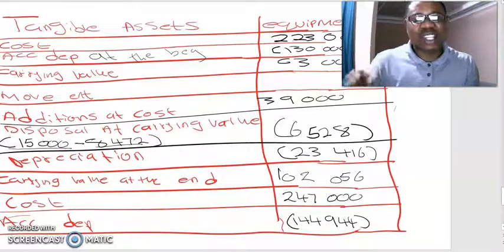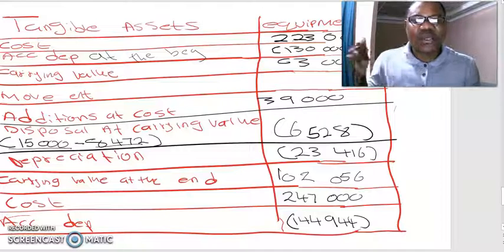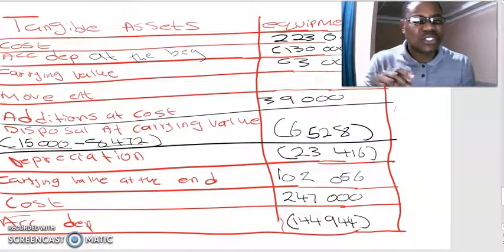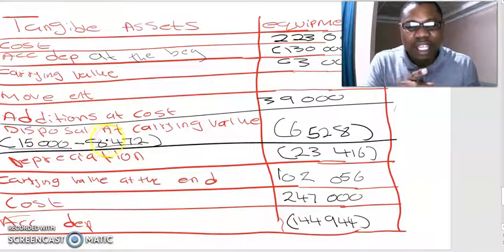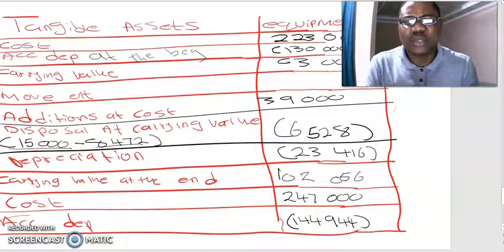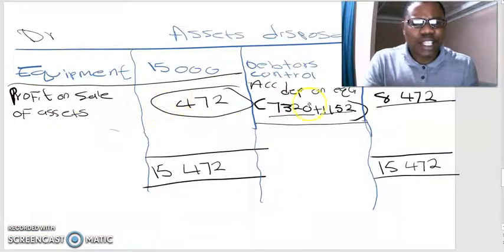If you go straight to your asset disposal, you go to your accumulated depreciation account, you will see that you have this value of 8,474. Let's quickly go to asset disposal, guys. I will show you that value. Here's that value, guys.